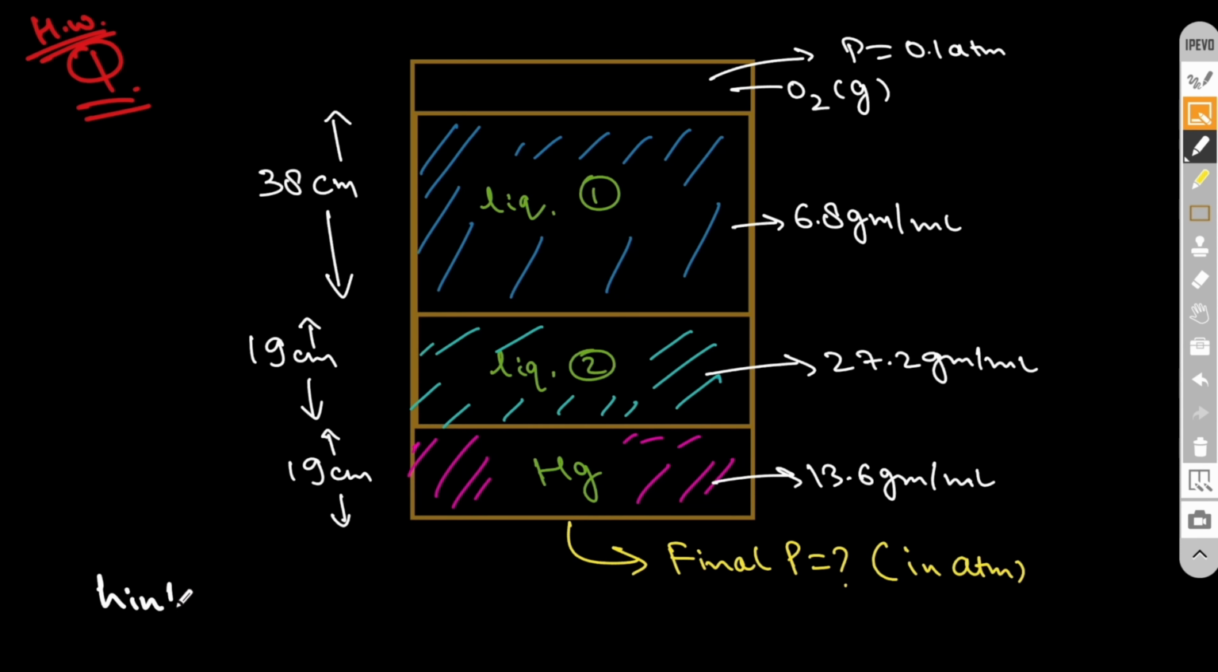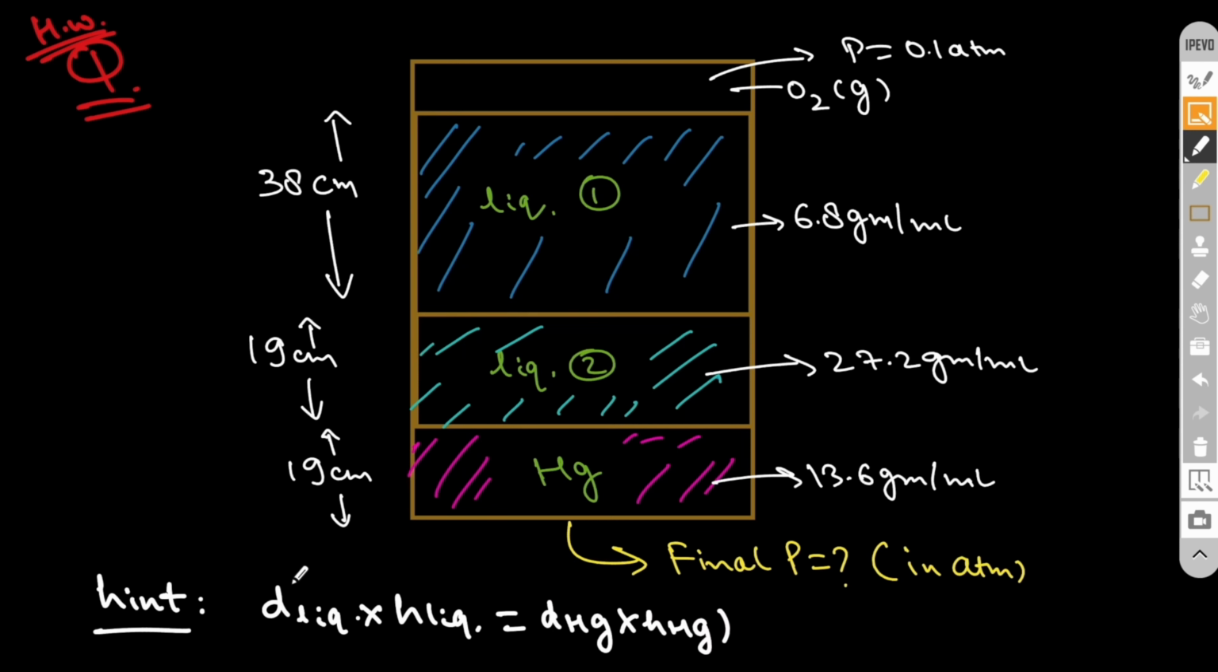We have to find the final pressure at bottom. I'll write the hint here that density of liquid multiplied by height of liquid should be equal to density of mercury multiplied by height of mercury. You have to use this formula to find the pressure at bottom. It's very simple problem. Solve by yourself.